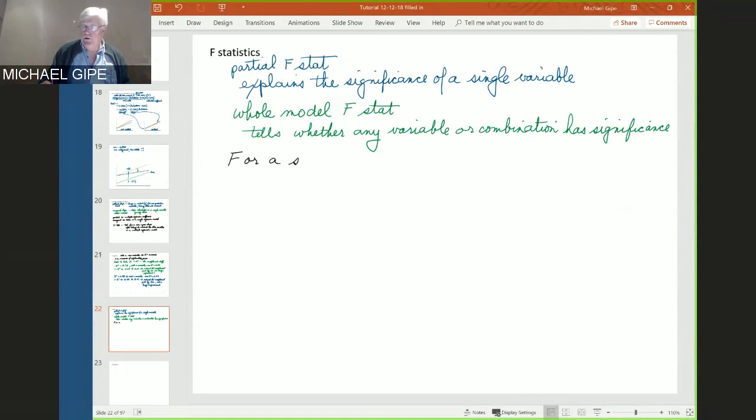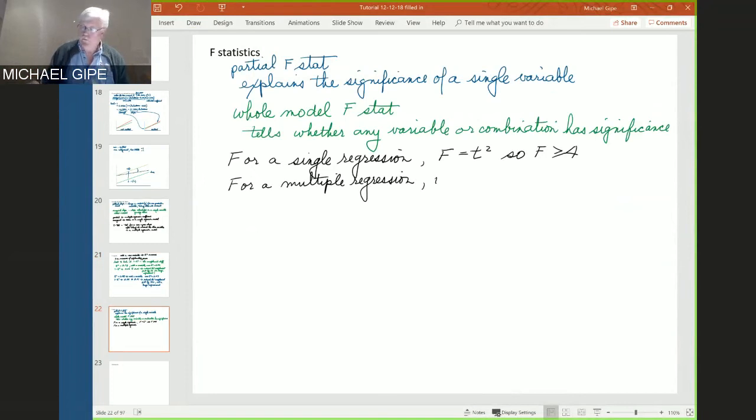For a single regression model, you should find that F equals T squared. So you want to test for F being greater than or equal to 4. For a multiple regression, it's not quite so simple. Use the p-stat. Again, 0.05 is your normal cutoff point.